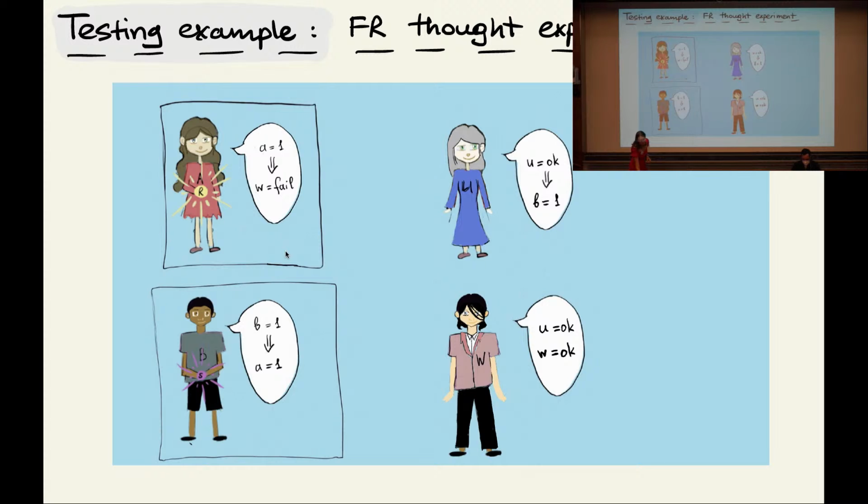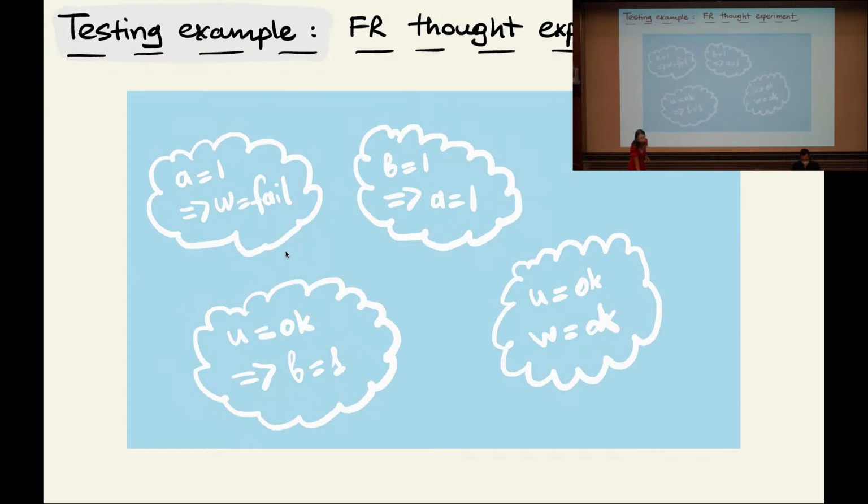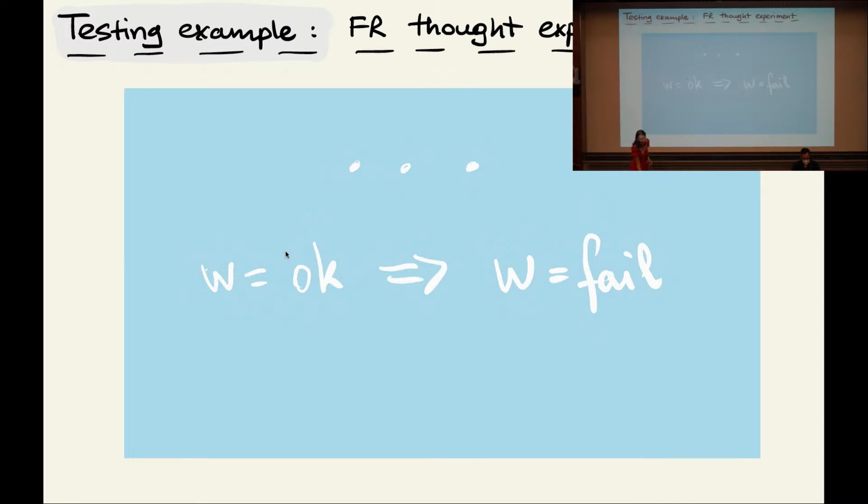And combining all these statements and post-selecting on the round where Ursula and Wigner both get outcomes OK, we can combine the statements. So from U equals OK follows B equals 1, from B equals 1 follows A equals 1, from A equals 1 follows B equals fail. We will get that in the same round Wigner gets OK, but agents can reason that he gets a fail. So hereby we arrive at a contradiction.